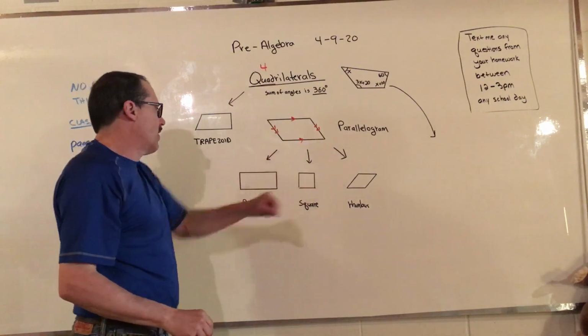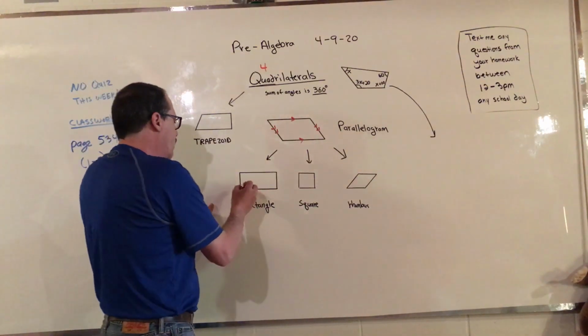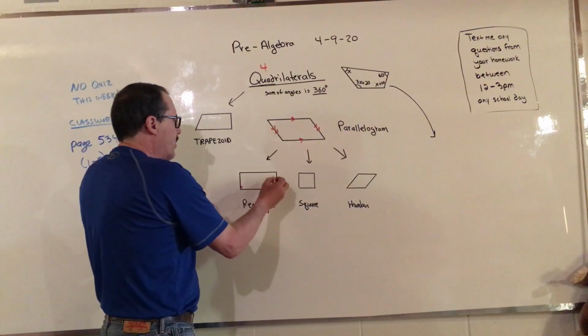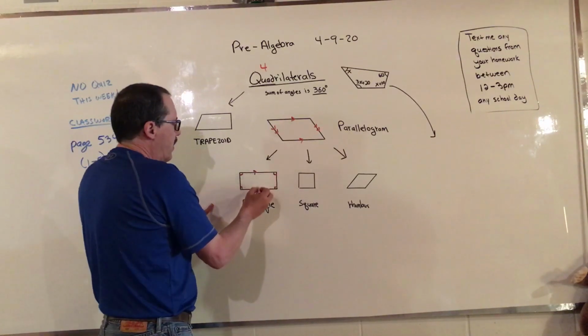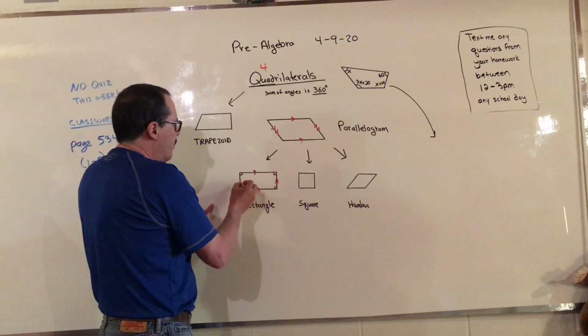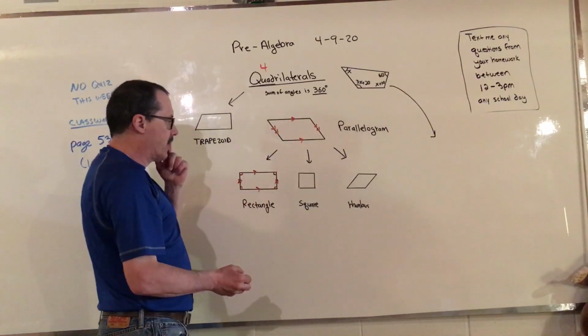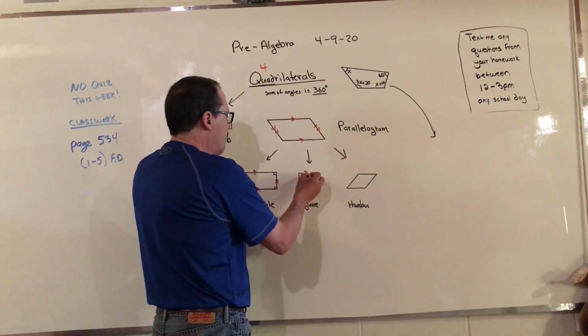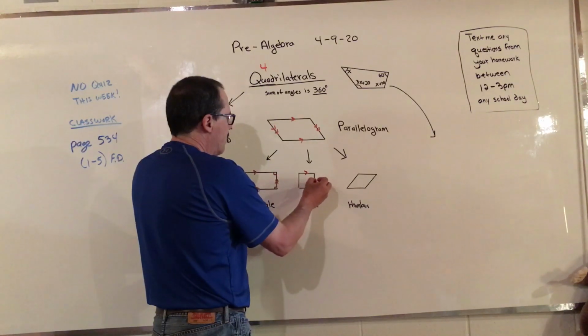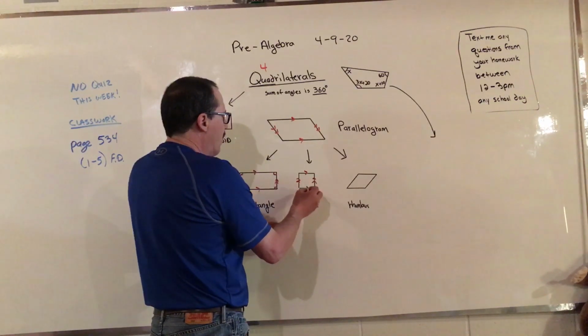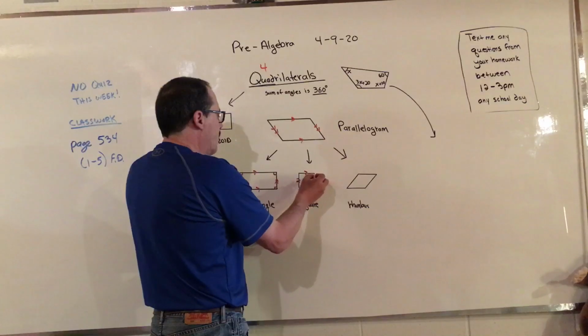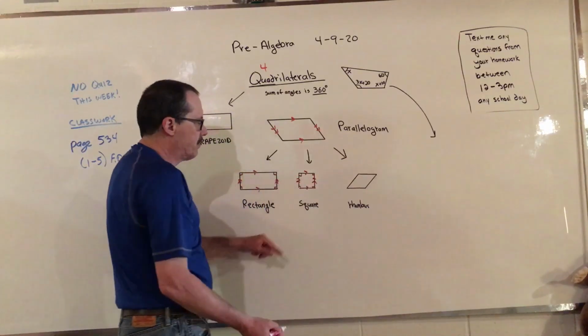Special parallelograms include a rectangle. A rectangle has four right angles in it, and its sides are parallel to each other. So it's a parallelogram, but it's a special one, and it's called a rectangle. A square's sides are parallel to each other again, but all the sides are the same length, and that's what makes it different than a rectangle.